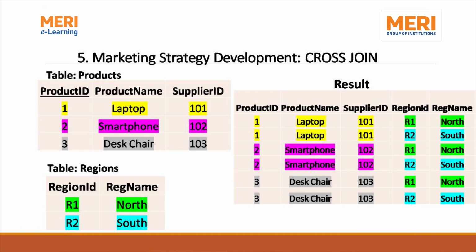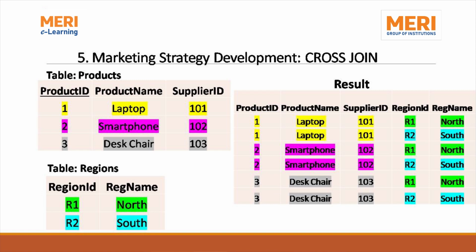We have two tables, products and regions. In products, we have product ID, product name, supplier ID, and in regions, we have region ID and region name. Now, it selects two columns, product name from the products table and region name from the regions table.